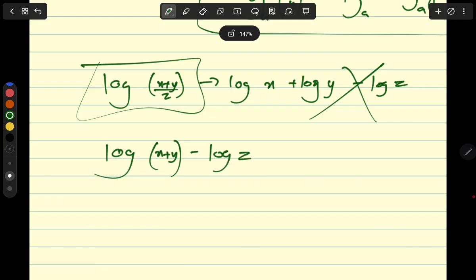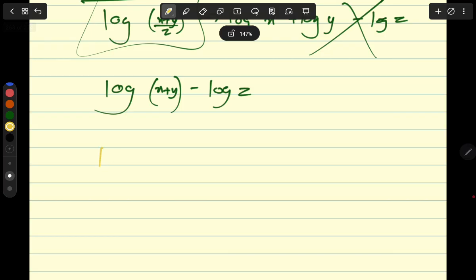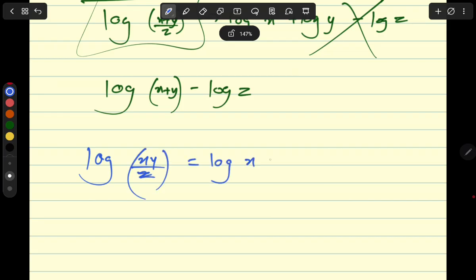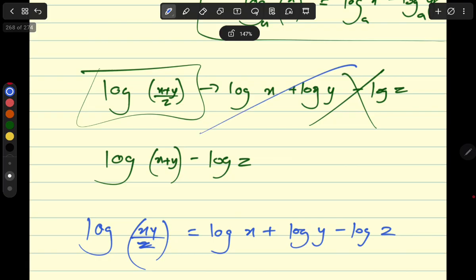Okay? Now, if we had log of x times y divided by z, this I could rewrite as log x plus log y minus log z. Now this is true, but not the previous one. Okay, this is a big no. So always simplify multiplication and division, never split addition or subtraction.